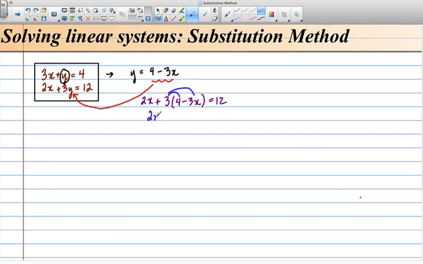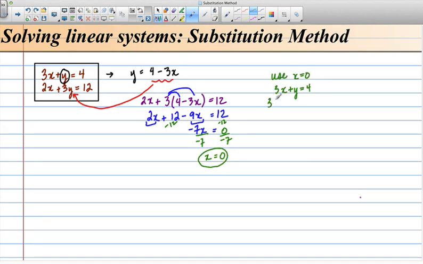Distribute. And collect like terms. Subtract 12 both sides. Divide by -7. So we found x is equal to 0. Use x equals 0 to find out what y is.